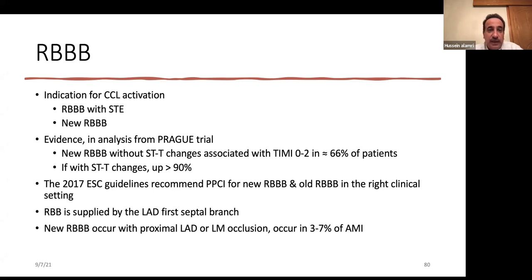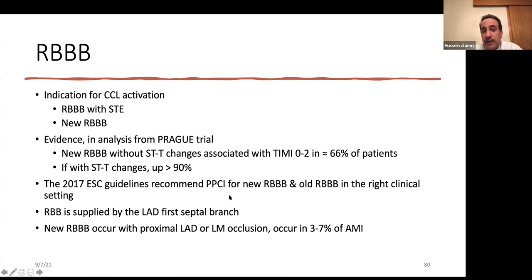Right bundle, again, is a high risk feature in patients with ST elevation MI. Again, right bundle alone is not an indication to activate the cath lab. You activate the cath lab if it's new and proved to be new, where previous ECG did not show it, because as we said, new left bundle branch block indicates left main occlusion or LAD in most of the cases, because it's supplied by the LAD, or if the patient has ST elevation.